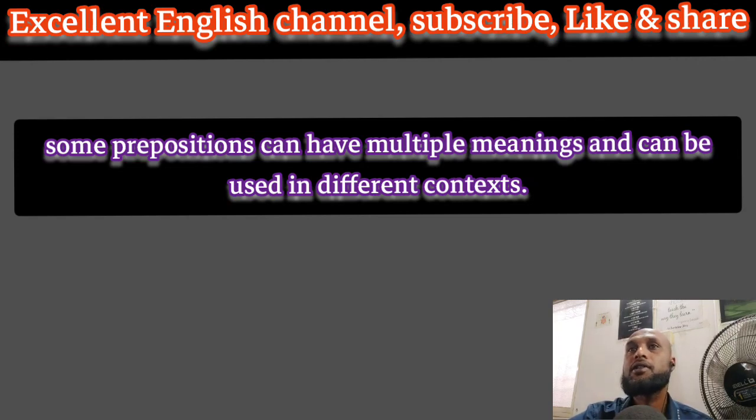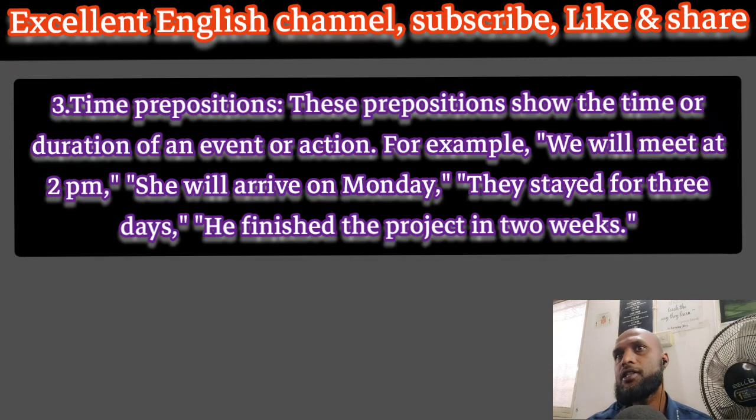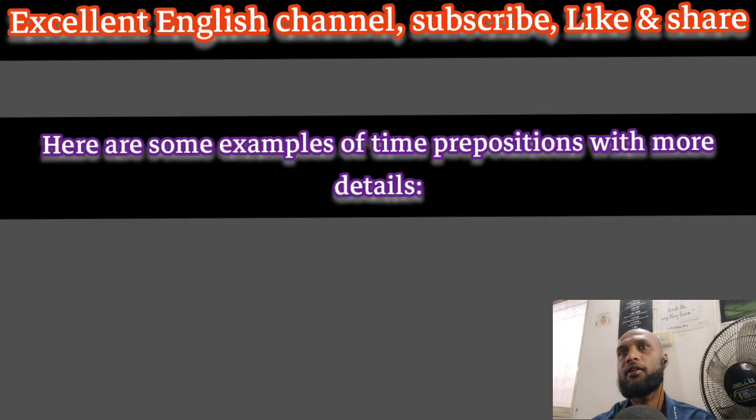Now let us look at time prepositions. These prepositions show the time or duration of an event or action. For example, we'll meet at 2 p.m. She will arrive on Monday. They stayed for 3 days. He finished the project in 2 weeks. All right. Here are some examples of time prepositions with more details.